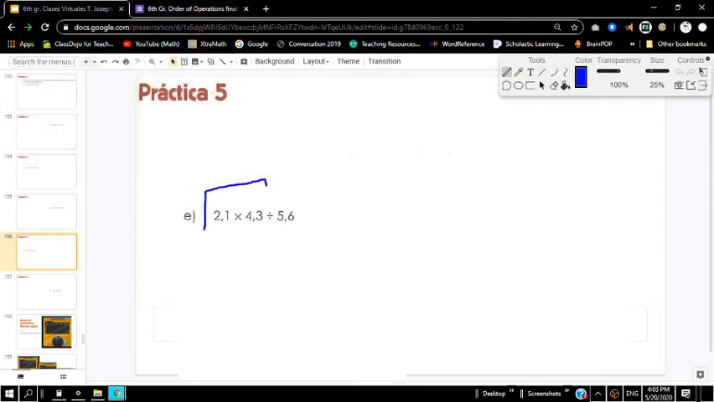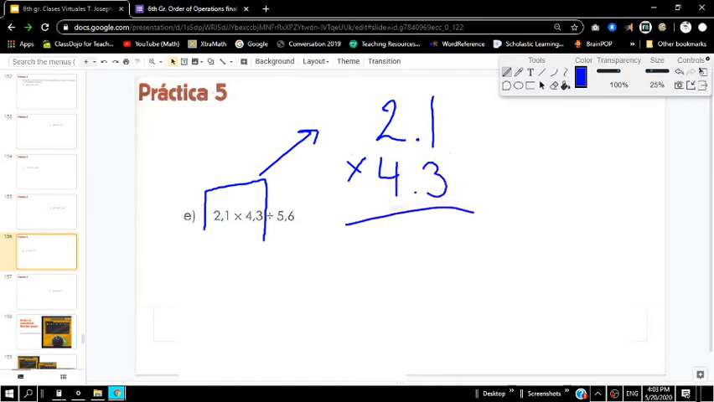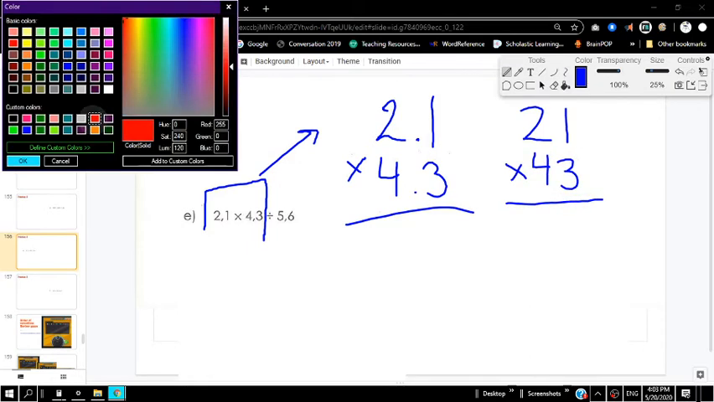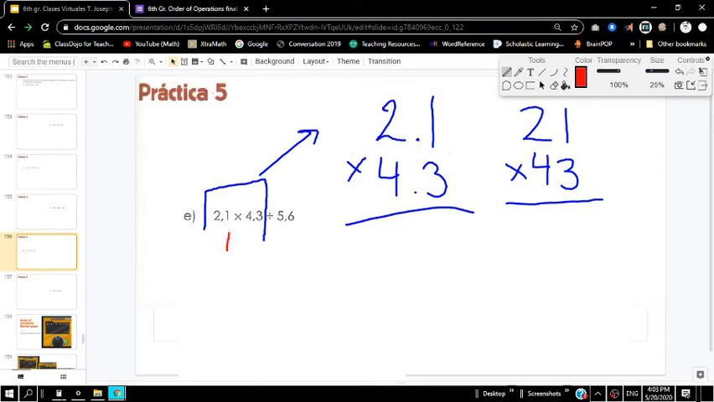The first step, since we're starting from left to right, is 2.1 times 4.3. Now I can do that in two different ways. I can do 2.1 times 4.3, or I could do 21 times 43, and then worry about my decimal points at the very end. Since I have two numbers to the right of the decimal point, 1 and 3, I would later on move my decimal point to the left 2 times, okay?